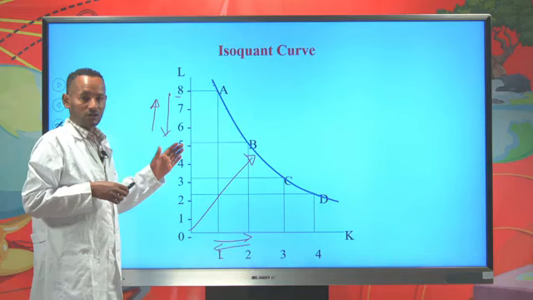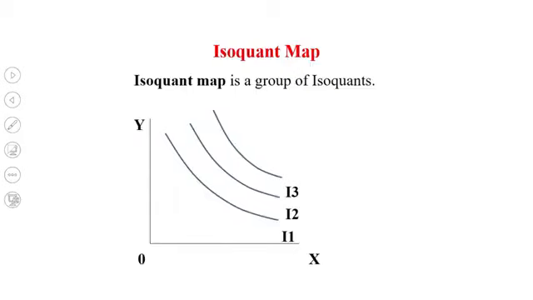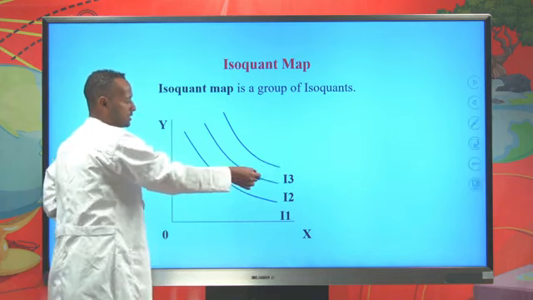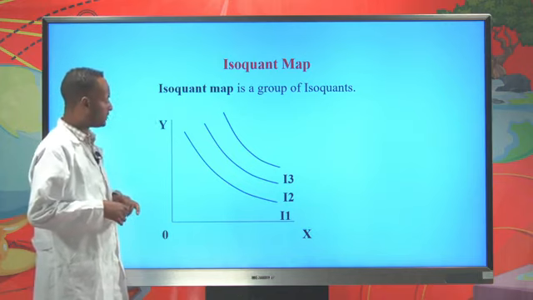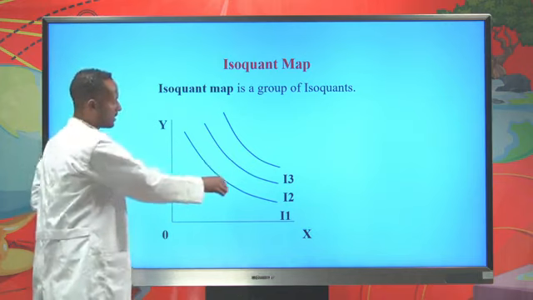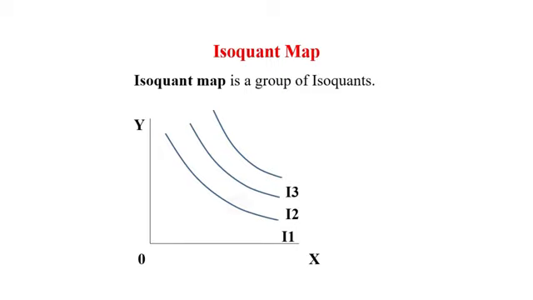Another property of isoquants comes from the isoquant map. The isoquant map is a group of isoquants. From the isoquant map, higher isoquants represent a higher level of output. That means the output that we get from isoquant 3 is higher than the output that we get from isoquant 2. The output that we get from isoquant 2 is greater than the output that we get from isoquant 1. So higher isoquants represent a higher level of output and lower isoquants represent a lower level of output.